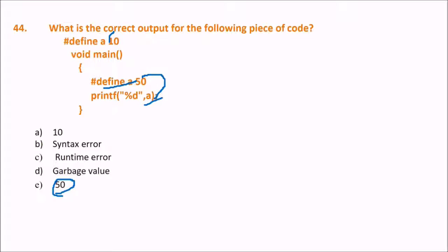Because some of you may be thinking this line is not possible, but it is possible because a preprocessor directive can be redefined anywhere in the program. So the most recently assigned value is taken. Here A is 10. Now we have changed value A equal to 50. A is 50 now. So the most recently assigned value will be taken within the current scope. So A will be printed as 50.